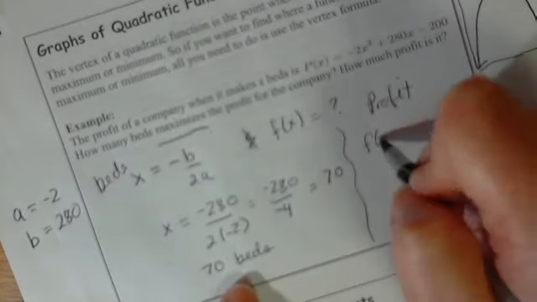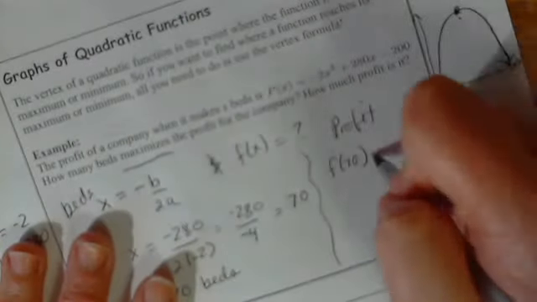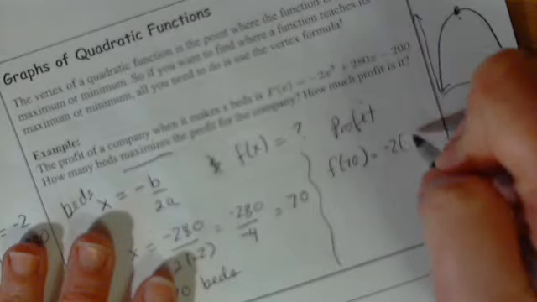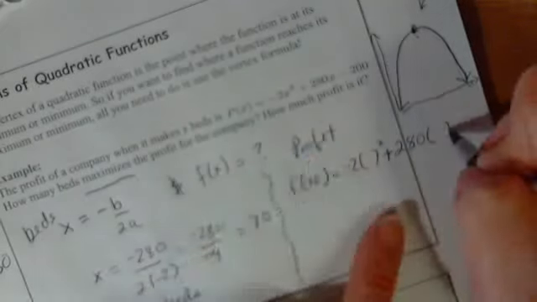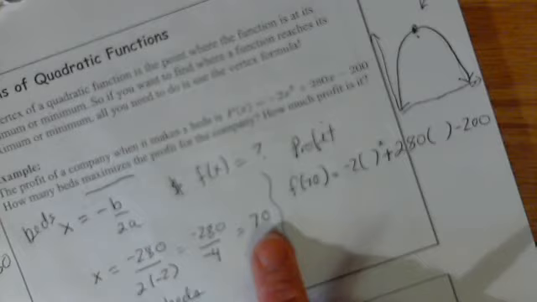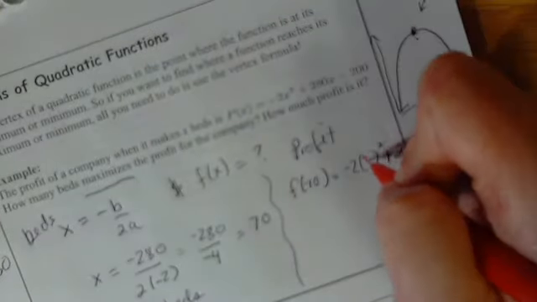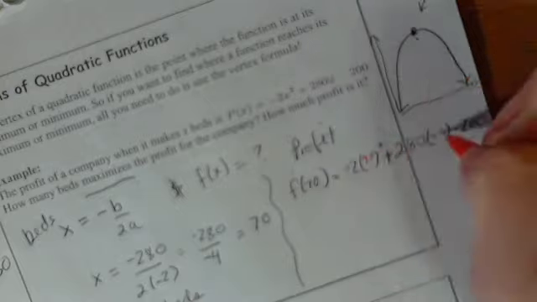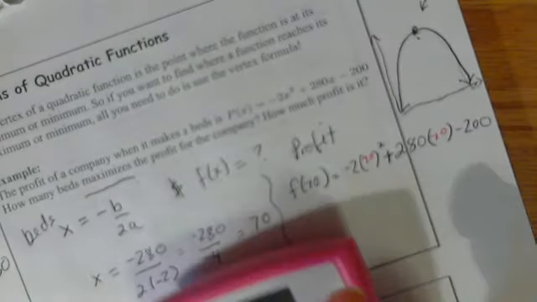f of 70 means we're putting 70 back into the function wherever x is. So let's do that. Equals negative 2 times pocket squared plus 280 pocket minus 200. What goes in the pocket? That number of beds. Putting your 70 in here and here. Alright, this calls for a calculator. No point in doing this in your head.